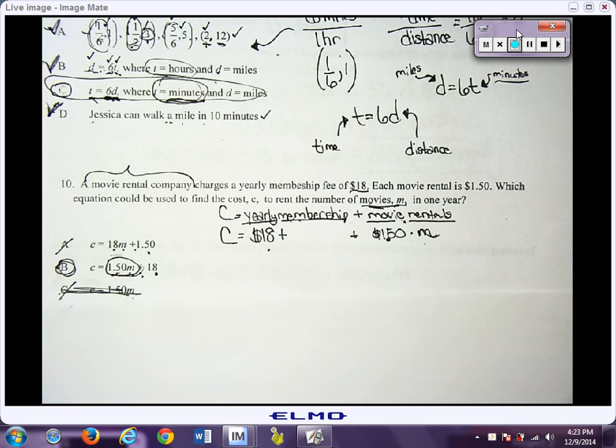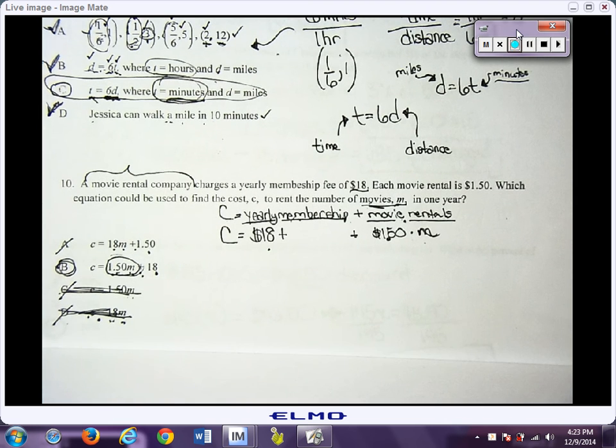And finally, we have question number 10. It says, a movie rental company such as Blockbuster or Hollywood Video, which don't exist anymore, charges a yearly membership of $18. Each movie rental is $1.50. Which equation could be used to find the total cost to rent a number of movies M in 1 year? So in 1 year, we want to know how much you're going to be paying in movie rentals.